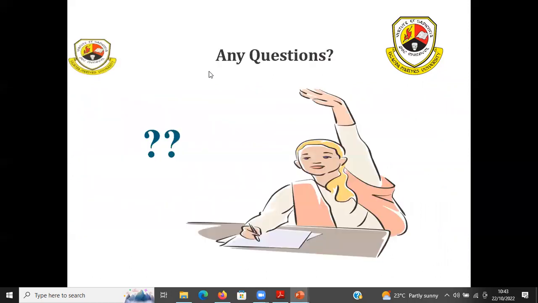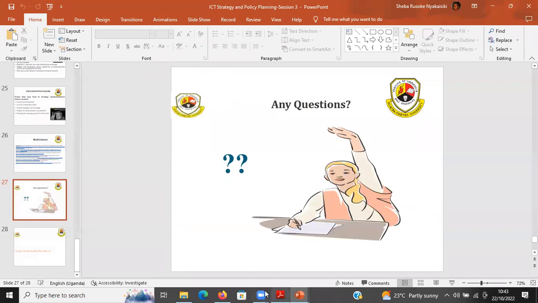Thanks, Doctor. One question that I have: in organizations, you find they have one strategic plan and it is not according to the mission and vision. So the IT component at times is ignored. So as ICT managing that organization, is it advisable you develop your own ICT strategy, or you can have the ICT component incorporated in the general strategy?